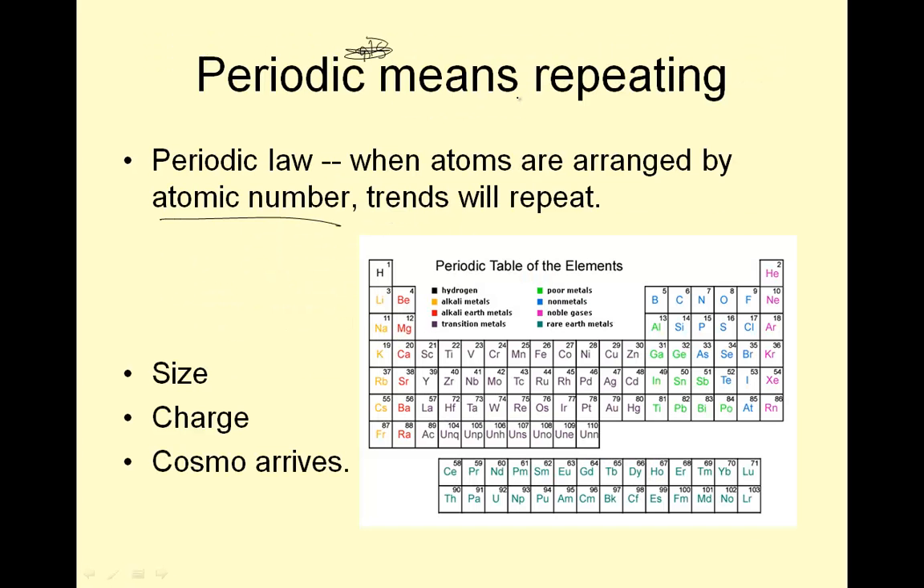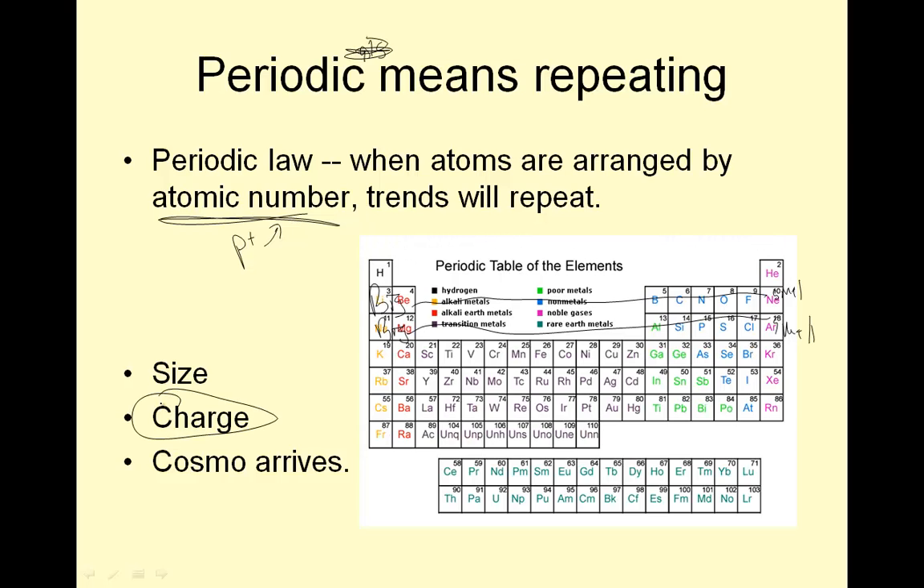When atoms are arranged by atomic number, that's protons, trends will repeat. So for size, for example, you get big, small. Then you get to this row, it's big, small. And then you get down here, it's big, and small.